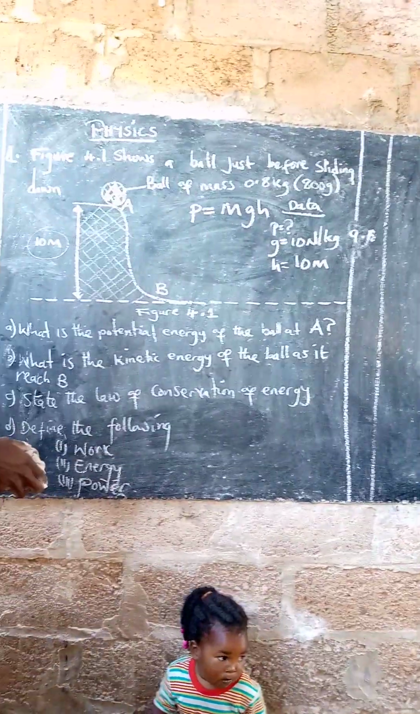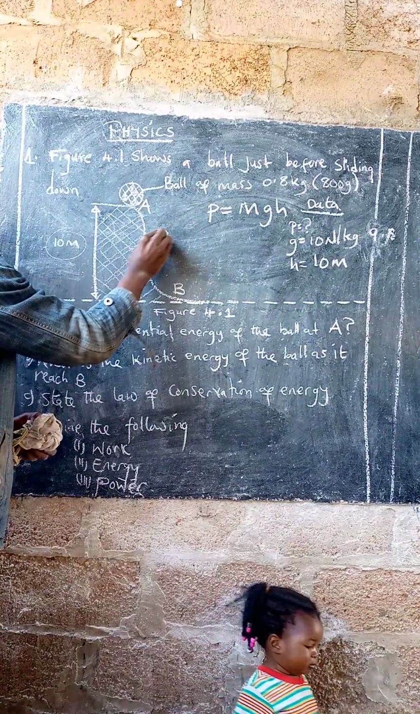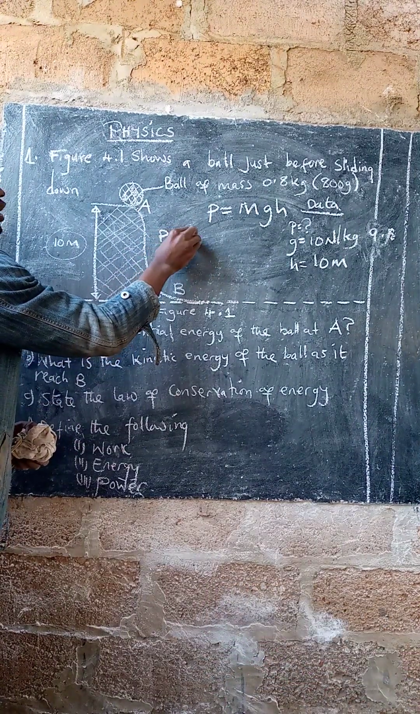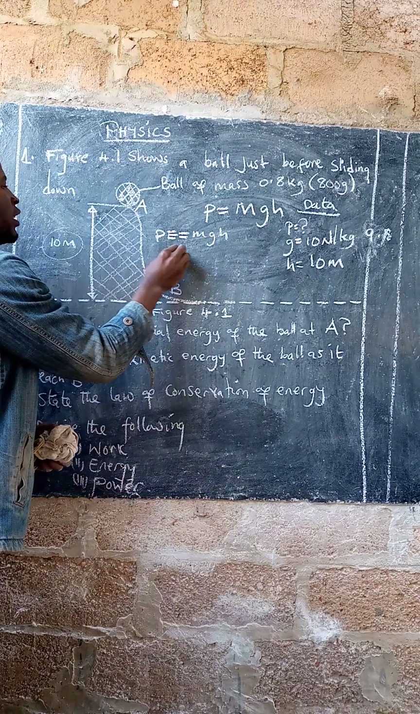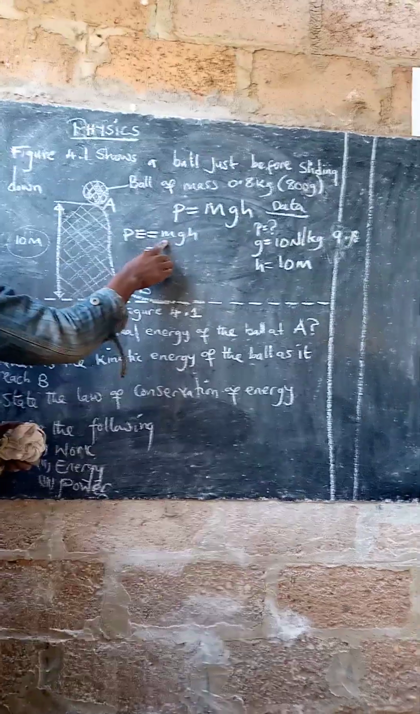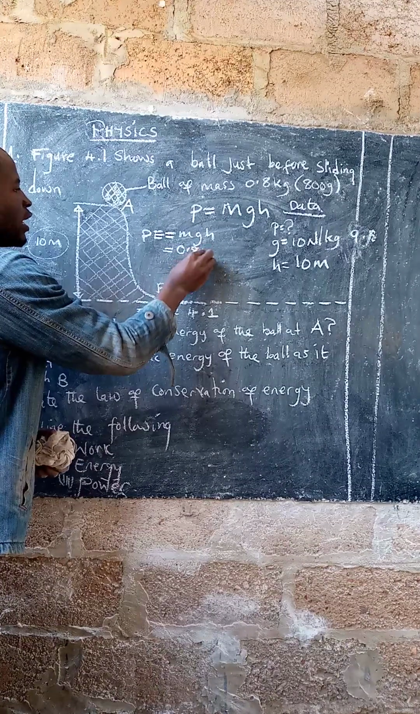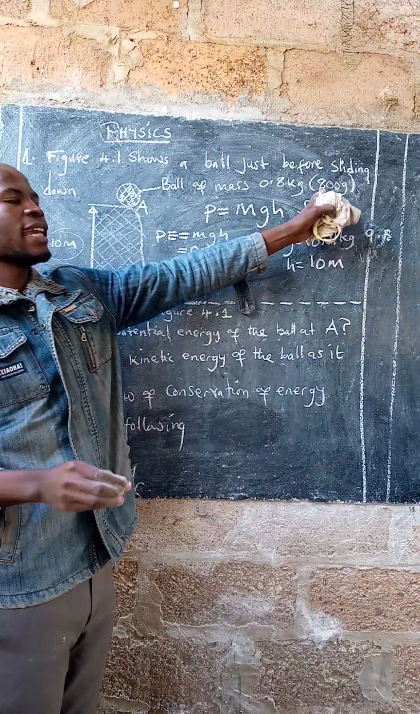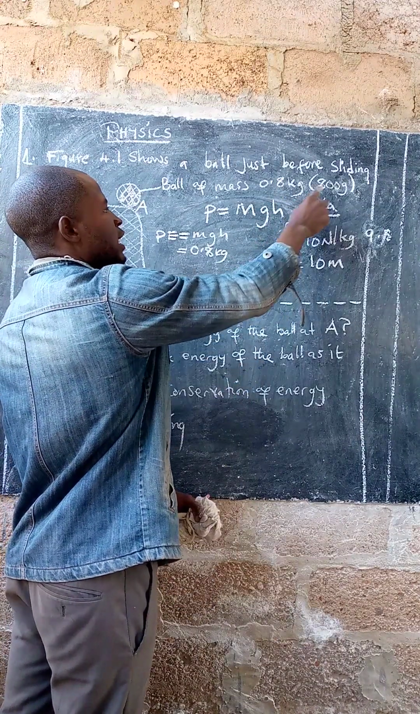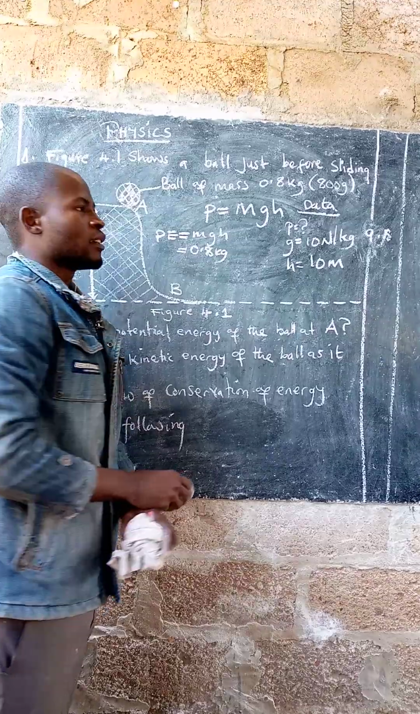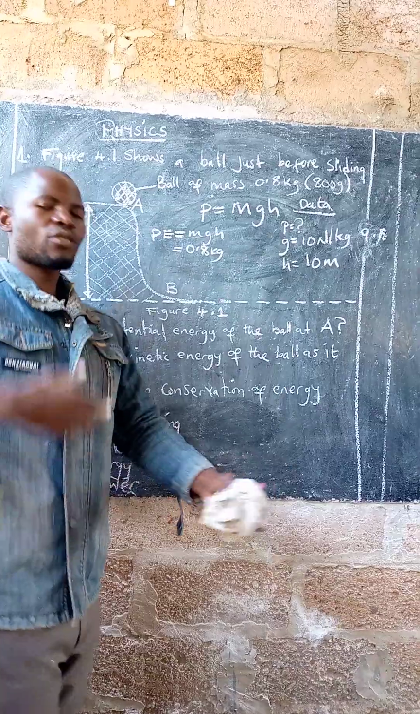Are we together? So now we substitute these things in our formula, which is potential energy is equal to mgh. What is our mass? According to our data, 0.8 kg. Or if you want, you can say 800 grams altogether. Which one is bigger between 0.8 kg and 800 grams? It's just the same, right? You have just converted them.